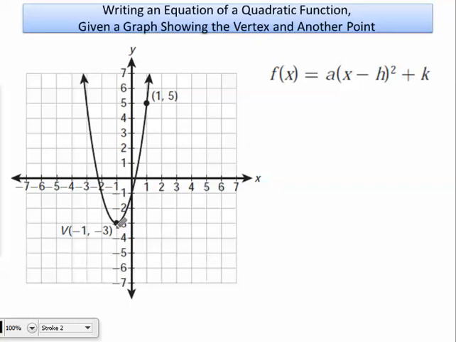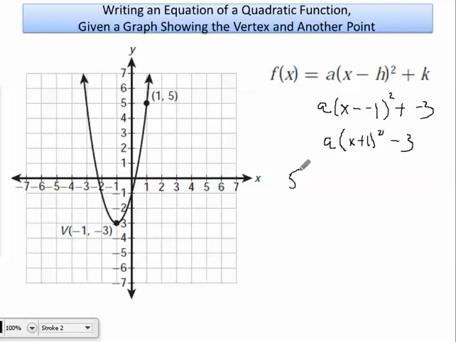Okay, my vertex is at negative 1, 3. I'm going to stick it in for the h and the k. A x minus a negative 1 plus a negative 3. Okay? And when I simplify this out, I get a x plus 1 squared minus 3. And I'm going to now use this other point that they gave me, 1, 5.